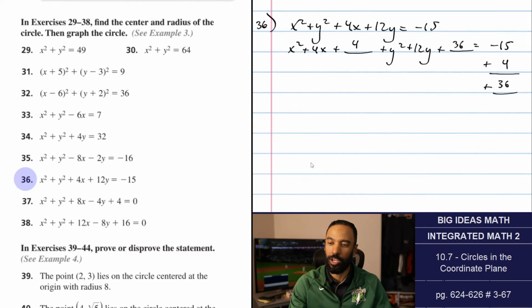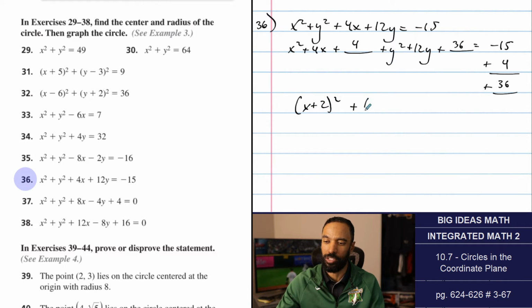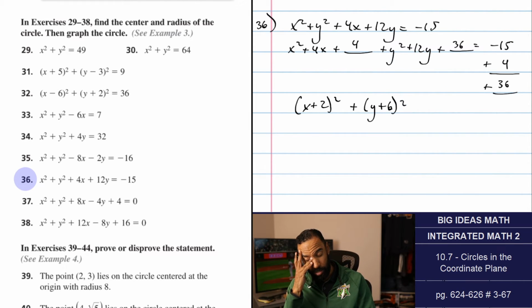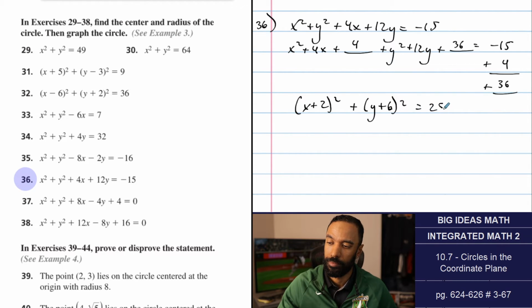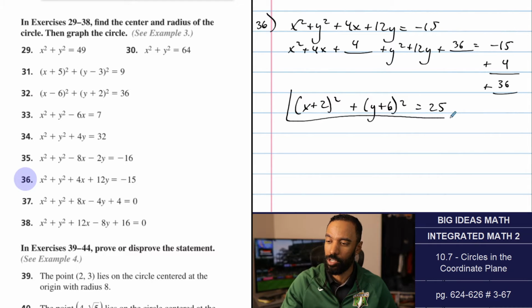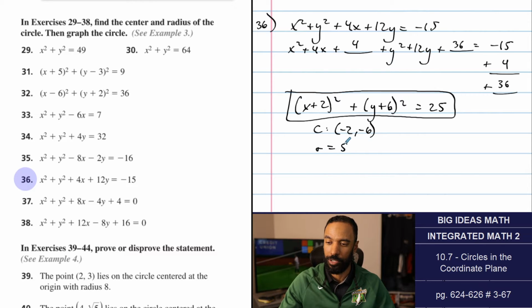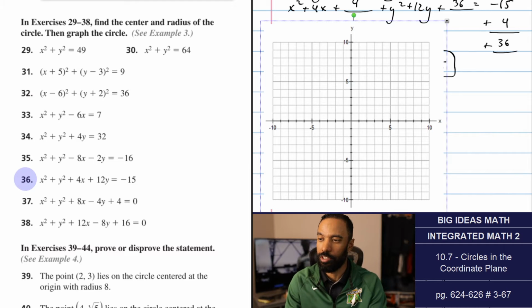x squared plus 4x plus 4 factors down to x plus 2 quantity squared. y squared plus 12y plus 36 factors down to y plus 6 quantity squared. Negative 15 plus 4 is negative 11. And 36 is 25. So 25. There's the equation. The center is at negative 2, negative 6. And the radius is the square root of 25, which is 5. So there's the equation. There's the information.